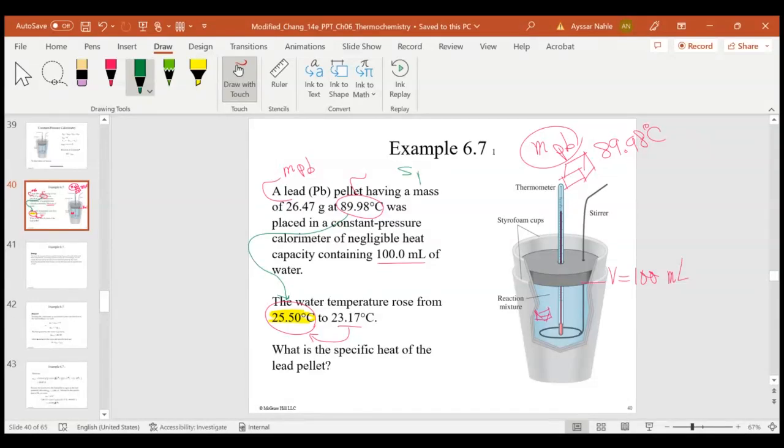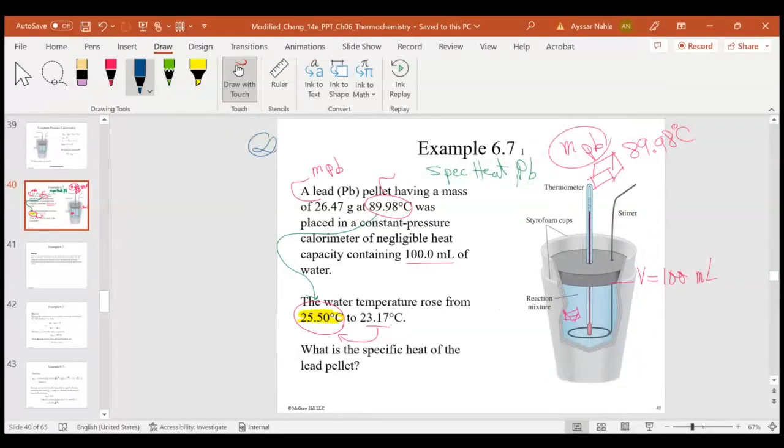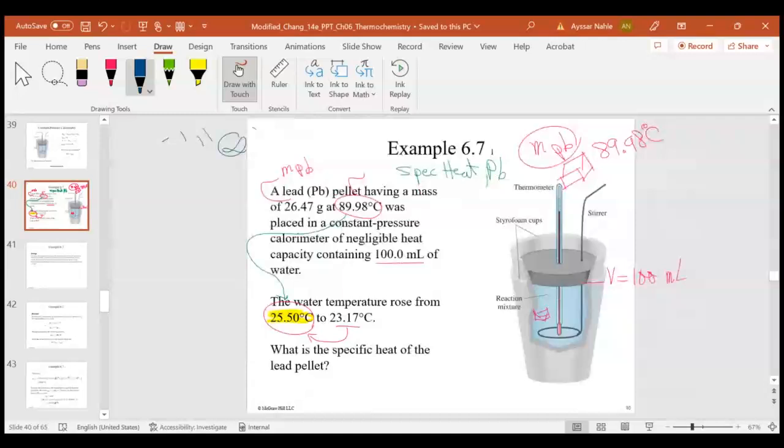Now, what is the specific heat of the lead? We need to find the specific heat of the Pb. How can I get the specific heat? Now, remember one thing. The heat that is being lost by the lead is equal to the heat absorbed by the water, right? Which means if I want to continue my calculation, I can get the Q that is being absorbed by the water.